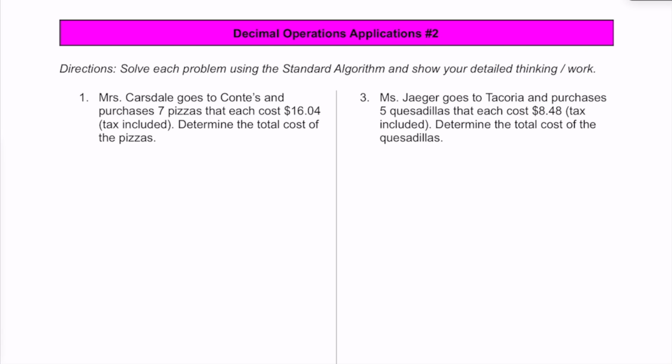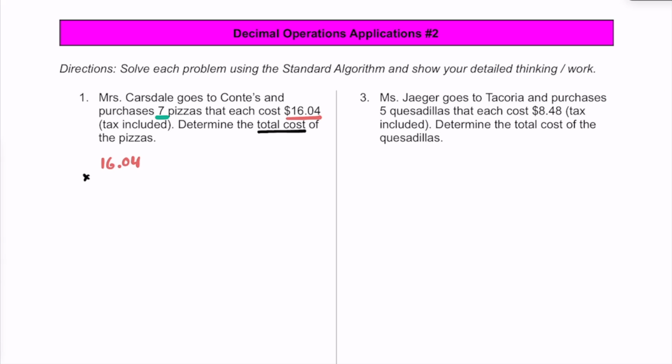In number 1, Mrs. Carsdale goes to Conti's, a pizza place, and purchases 7 pizzas that cost $16.04, which tax is included. Let's go ahead and determine the total cost of the pizzas. First things first, one of these pizzas is going to cost $16.04. We also know that we're buying 7 of these pizzas and they're all going to be the same. Now we're being asked to find out the total cost of all the pizzas together, so we could go ahead and add the $16.04 7 times, or we could take that $16.04 and go ahead and multiply that by 7.